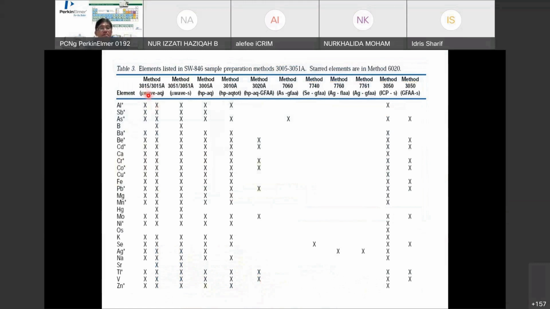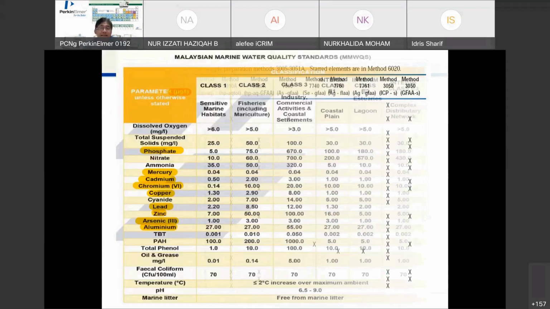Okay, so look into it, the mercury element. It only has two crosses here. If you want to prepare mercury, only two methods are recognized, which are the microwave methods. Other sample prep methods are not recognized by these SW846 methods. So mercury is very critical.